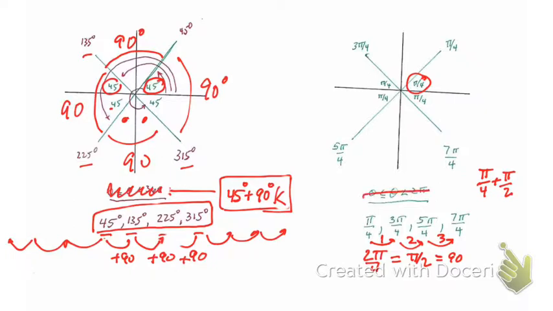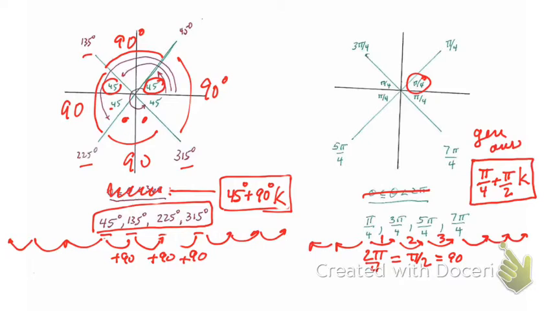But what if we take away that restriction? Well, we'll just add it k times. And that would then include adding pi over 2, adding pi over 2, adding pi over 2 in that direction, and subtracting pi over 2 in that direction, because k can be a positive or negative integer, and this would be your general answer.